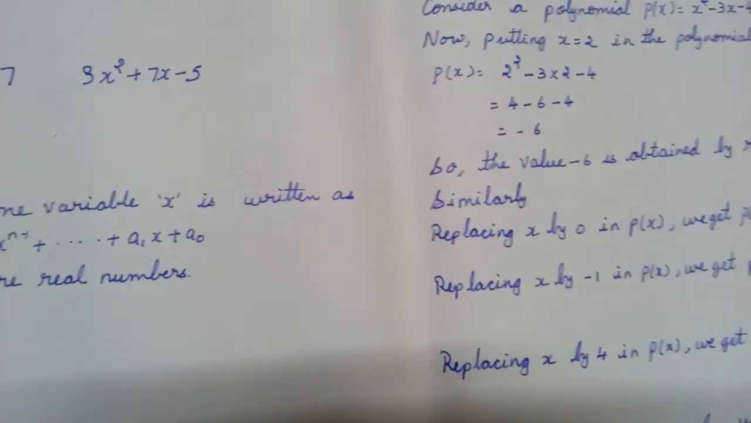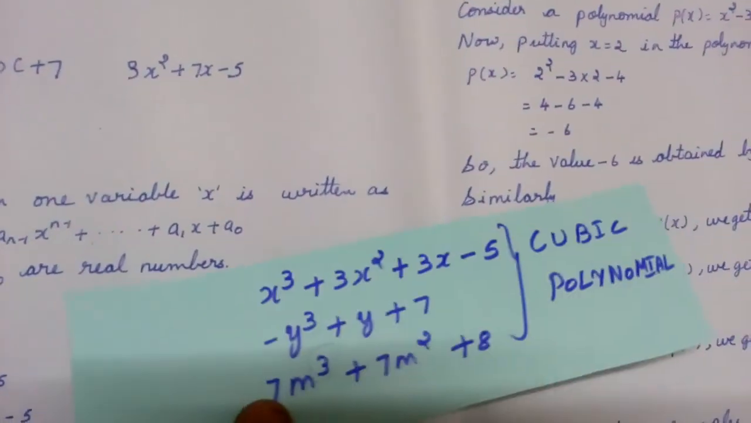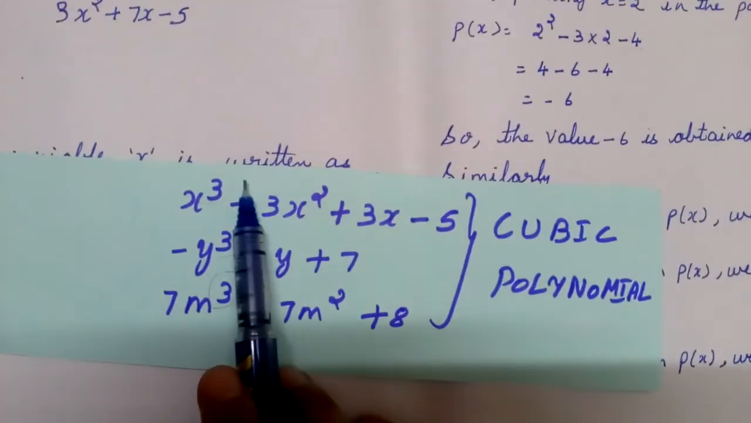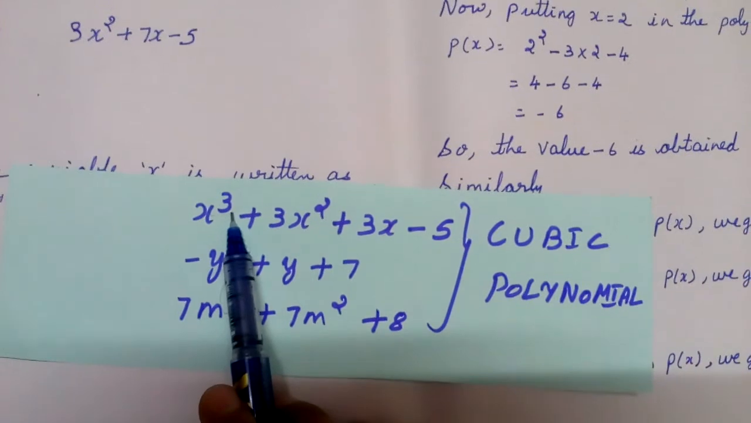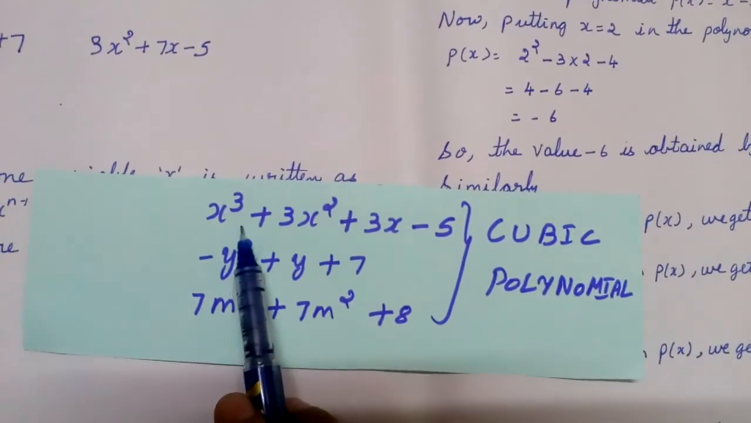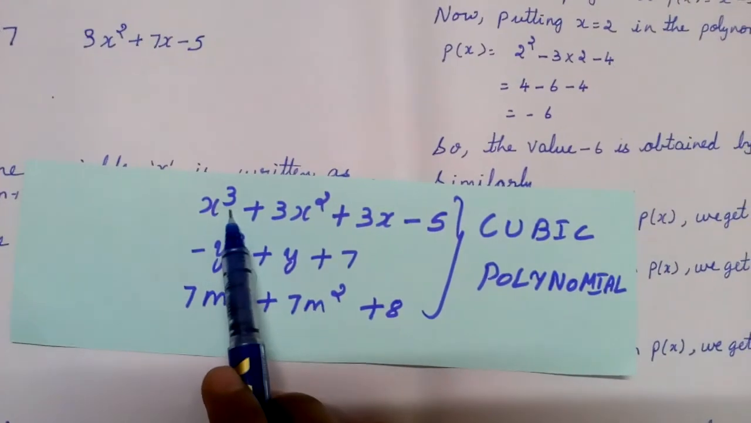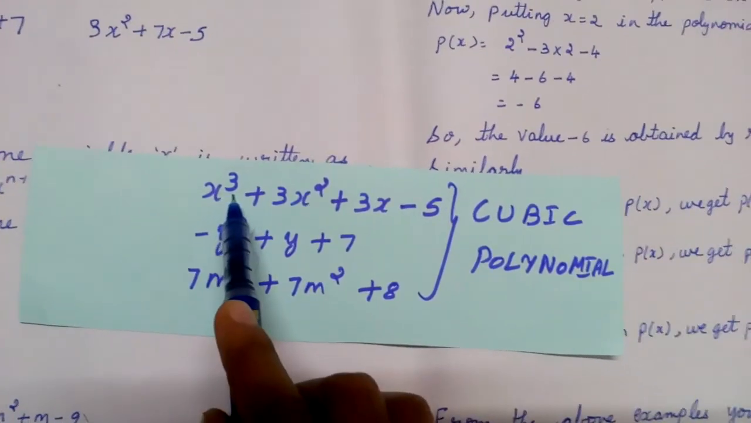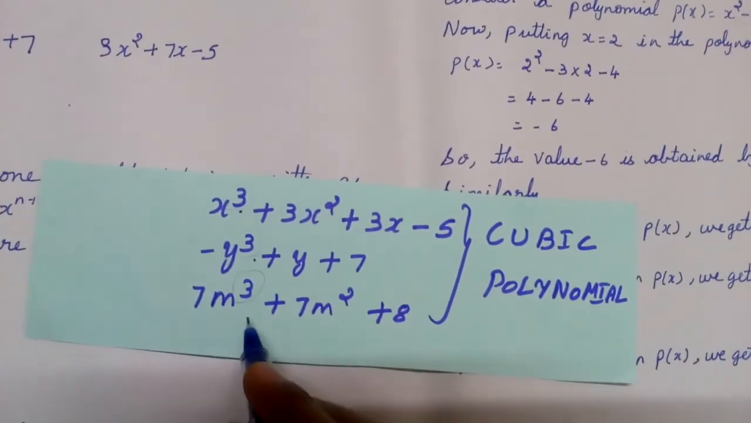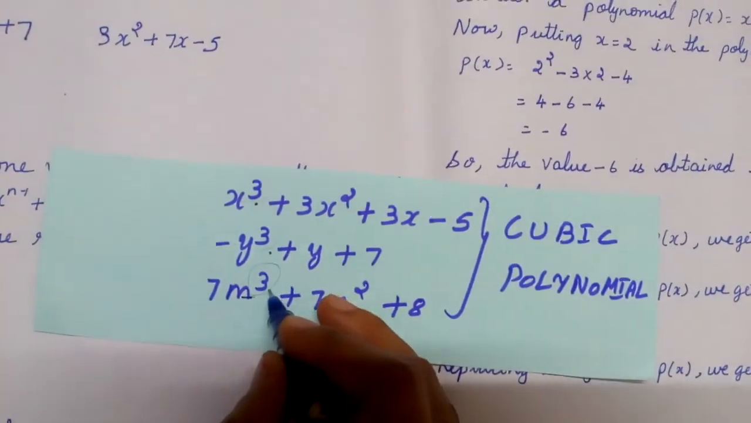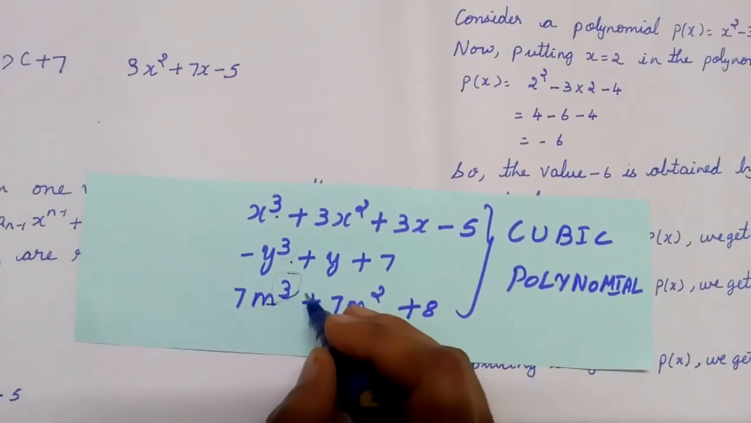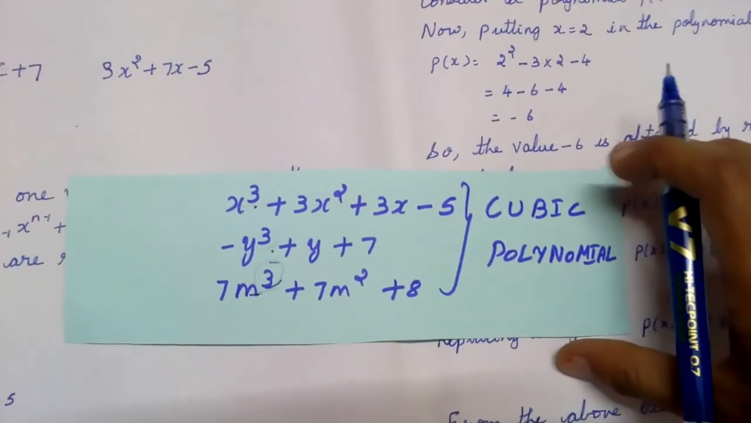Now the next one is the cubic polynomial. What is a cubic polynomial? A polynomial whose degree is 3 is said to be a cubic polynomial. Let us see some examples. In this, the degree of the polynomial is 3, and in this also the degree is 3. In this polynomial also the degree is 3. So a polynomial whose degree is 3 is called as a cubic polynomial.